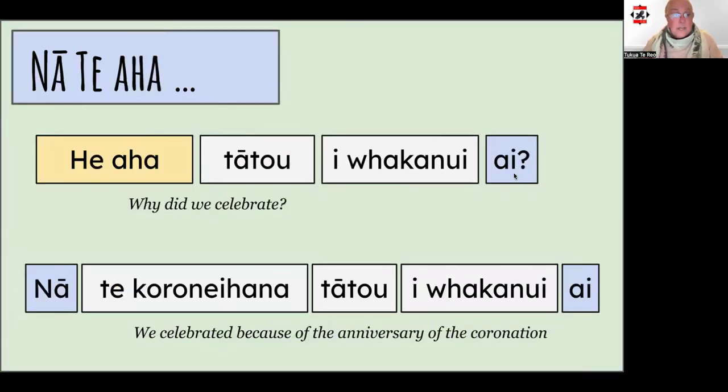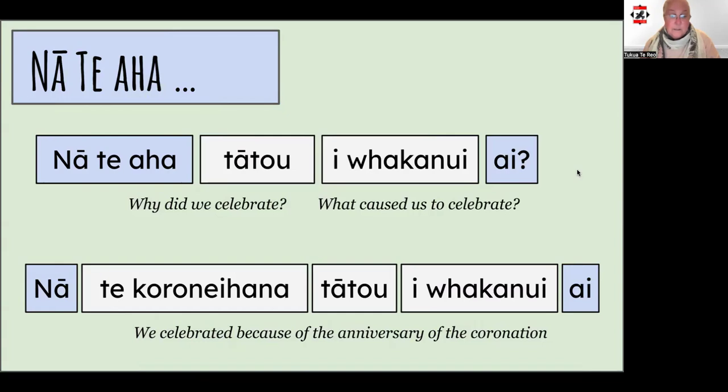Next up, we have Ngā Te Aha. This is very similar to the first structure we talked about, so I won't spend too much time on this one. I'll start by showing you the original structure here, and then we'll go ahead and change it to show you the difference. All we need to do is change he aha, which is the front part of he aha ai, into Ngā Te Aha. The answer stays the same. What we're actually asking when we use Ngā Te Aha is what caused this thing to happen, what caused us to celebrate, which is just a different way of asking why.